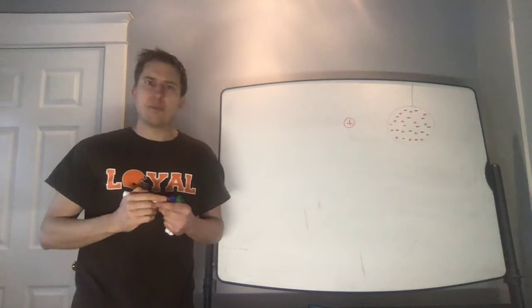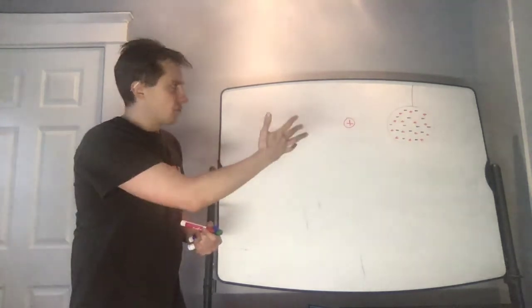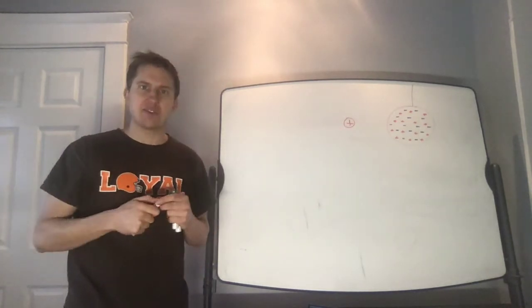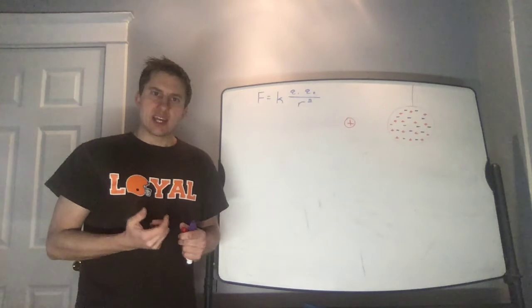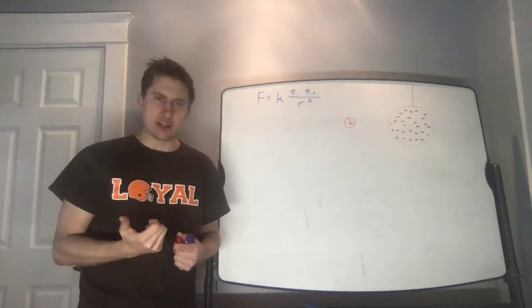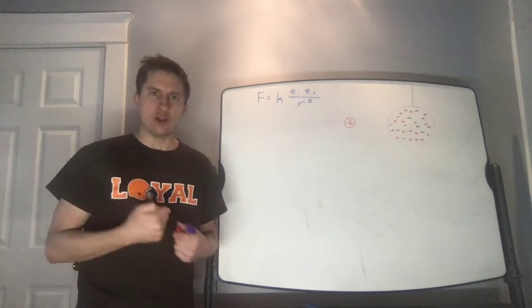So at this point, pause the video. Think about how you expect the metal sphere to react when I bring in a charge from far away and place it close to that sphere. To understand how a metal sphere will react when a positive charge is placed near it, keep in mind two ideas: the electron sea model and Coulomb's law.